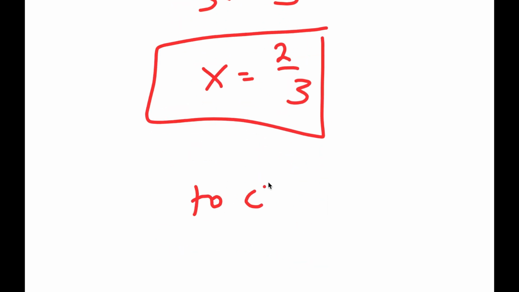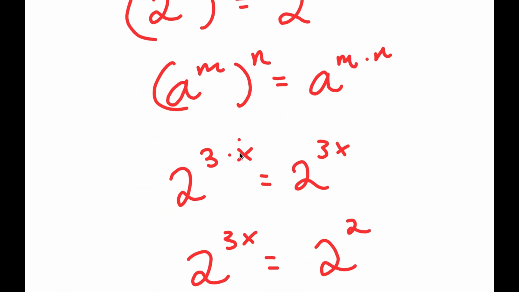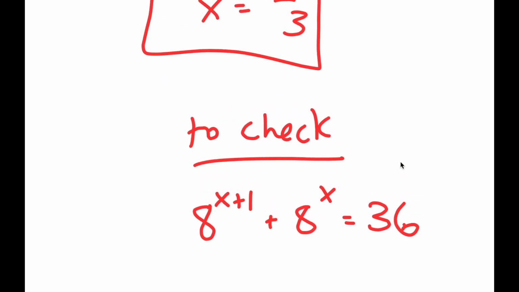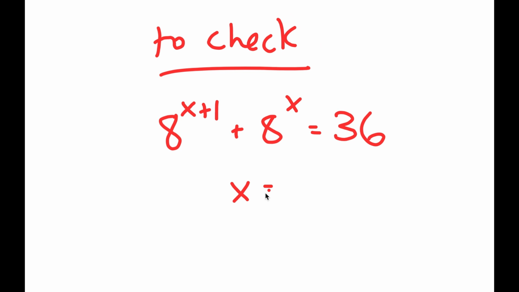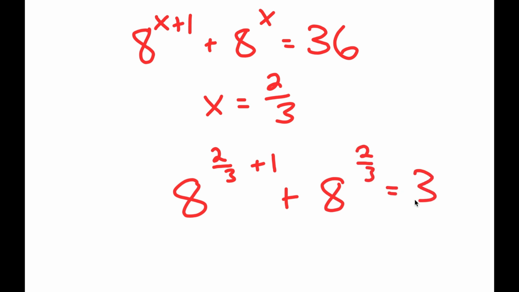So now to check, we have to go back to our equation, 8 to the power of x plus 1 plus 8 to the power of x is equal to 36. So x is equal to 2/3. So I'm going to plug in 2/3 for x and solve. So now I get 8 to the power of 2/3 plus 1 plus 8 to the power of 2/3 is equal to 36.